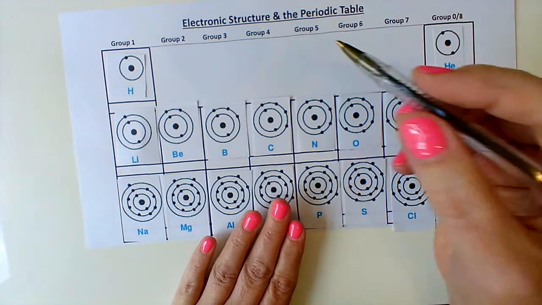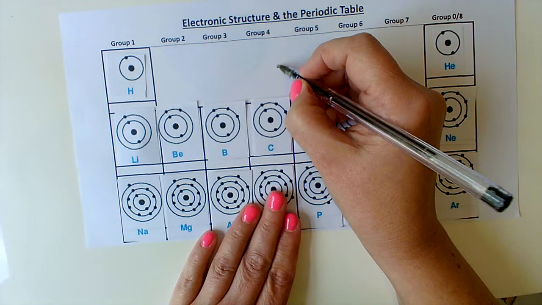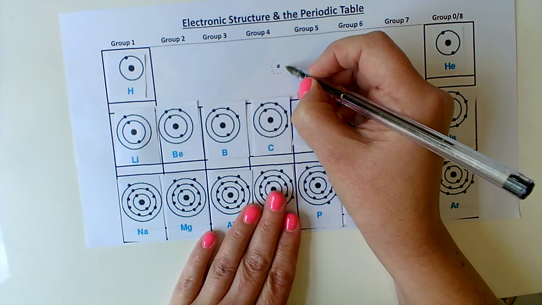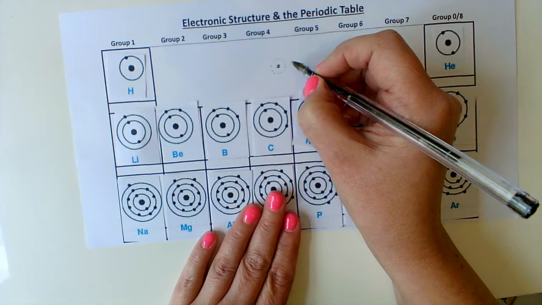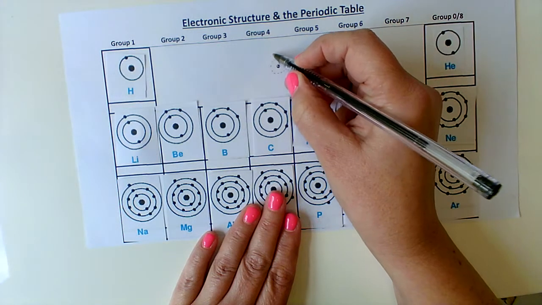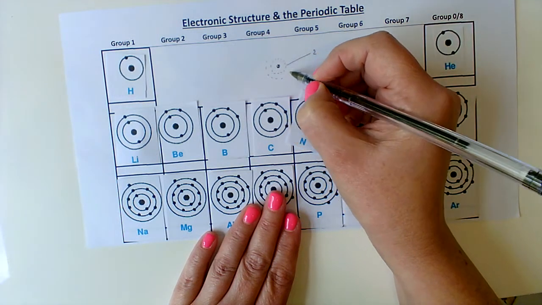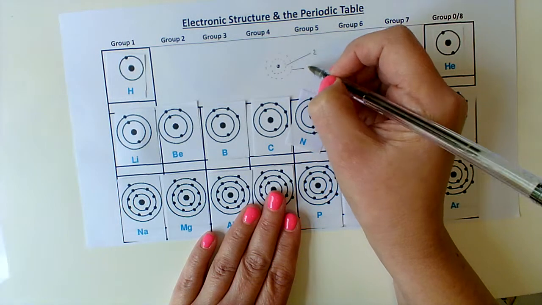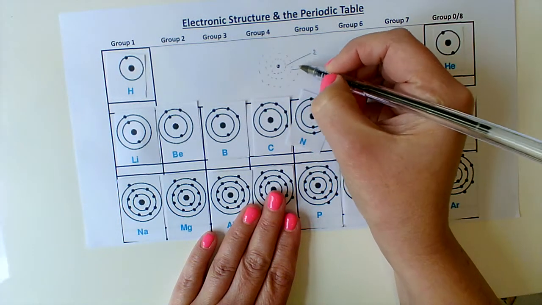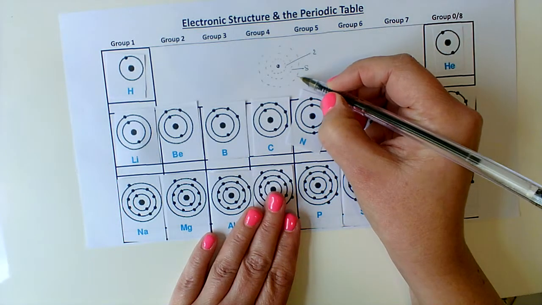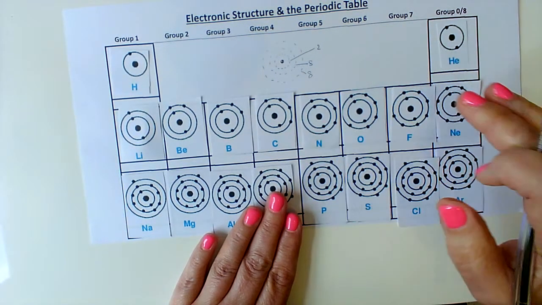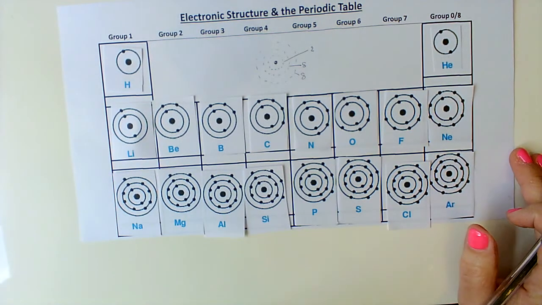So just as a reminder, if we have the nucleus in an atom, the first shell can only hold a maximum of 2 electrons, and shells beyond that can hold 8. And our electron configuration basically says how many electrons are in each shell of each atom.